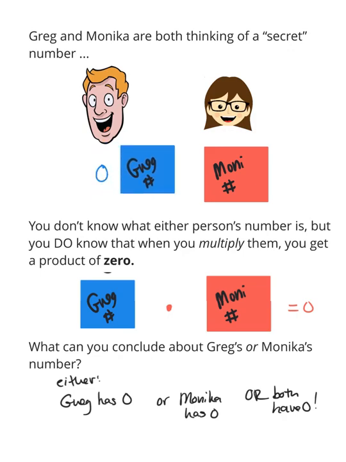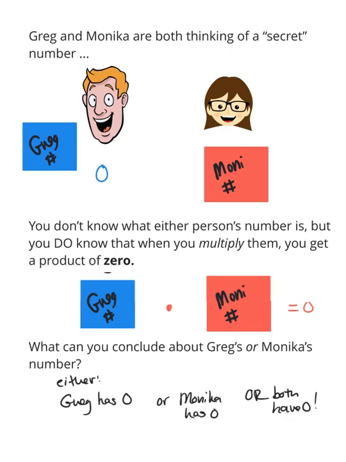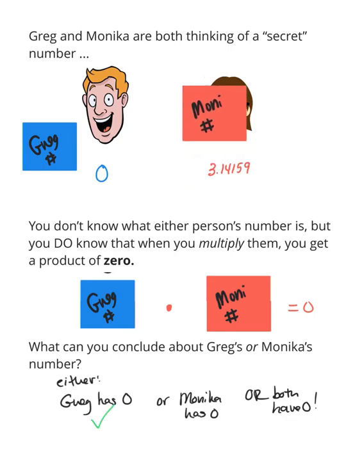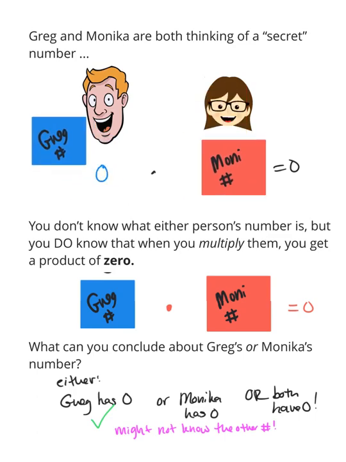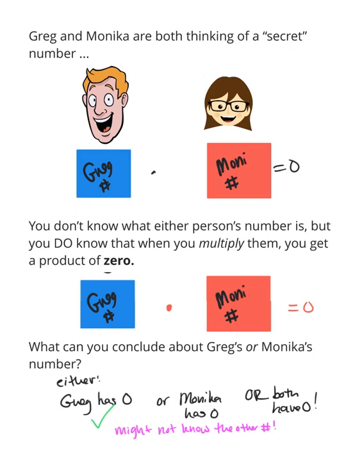So let's go ahead and see what Greg's number was. Greg had 0. So this was true. Greg's number was 0, and when he multiplies it by Monica's number, which happened to be 3.14159, their product is 0. So what we're able to conclude here is one of these people has to have 0. Now, when we conclude that one person has to have 0, we might not know what the other person has. And it doesn't matter. As soon as I find out Greg has a 0, it doesn't matter what Monica's number is. Greg has a 0, and that's a fact. Monica's number could be anything else. We might not know that second number, but what we're trying to conclude is one of these people has 0.